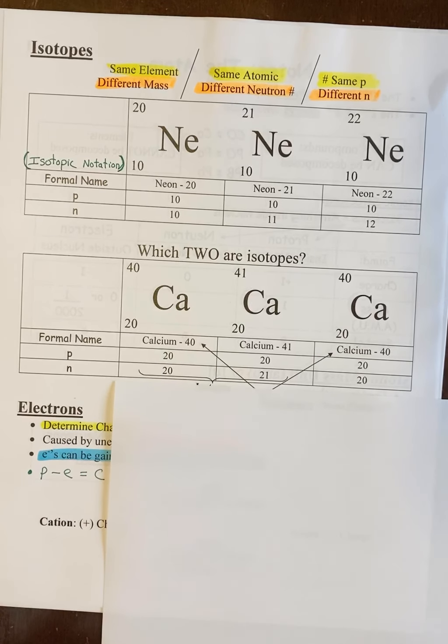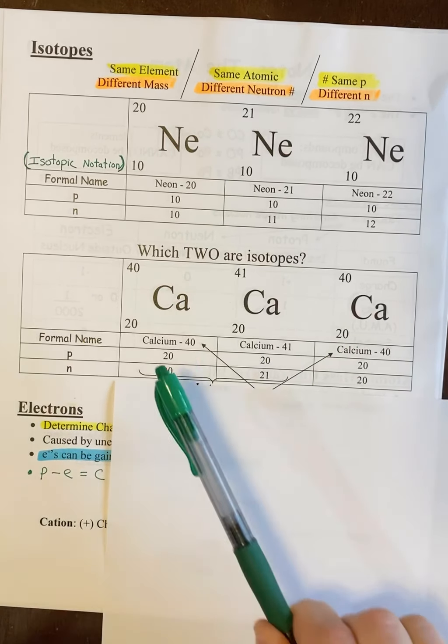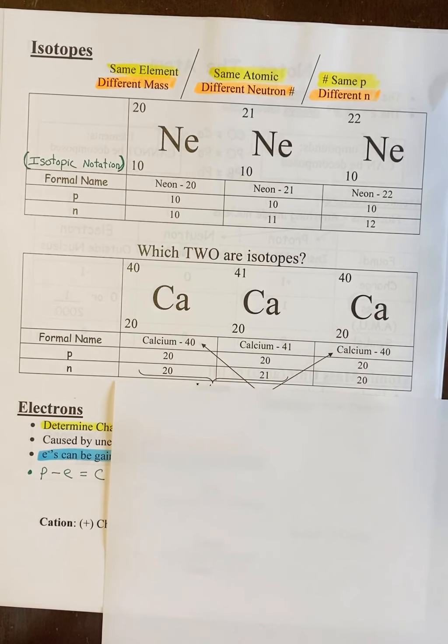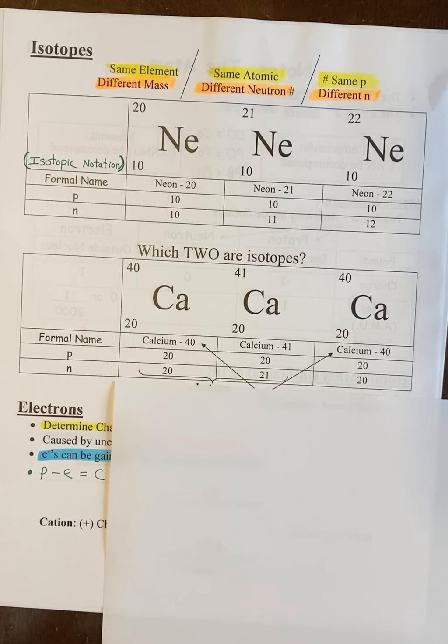So here I have three calciums. Calcium 40, because it weighs 40. Calcium 41, and calcium 40 again. Now, there's their formal names. They all have 20 Ps, and they're going to have 20, 21, and 20 neutrons. Now, the question is, which ones are isotopes, right? Turns out there's two answers, or which two of them are isotopes, right?